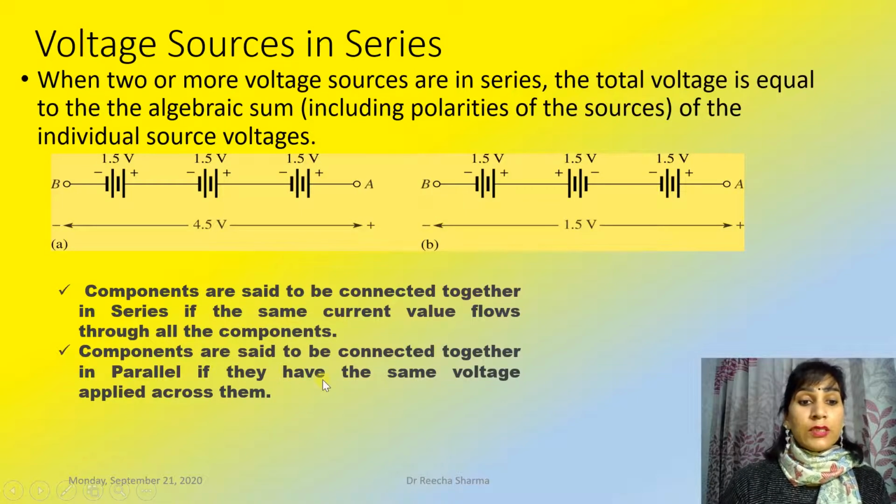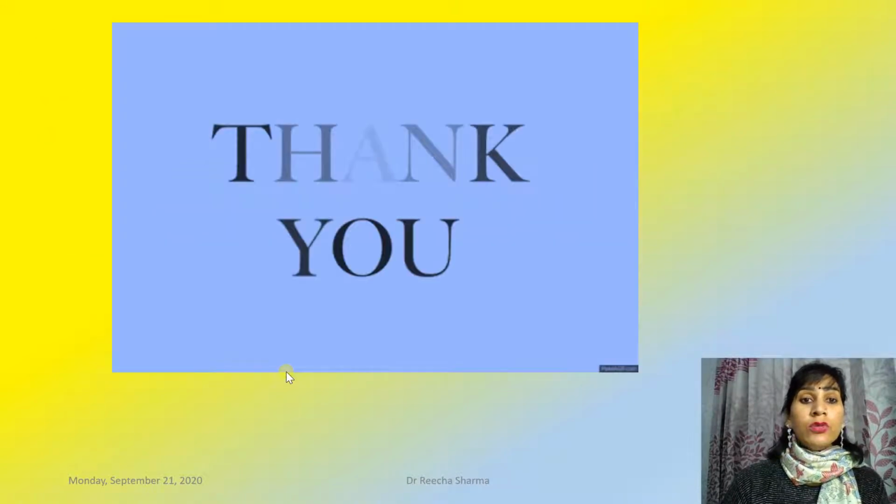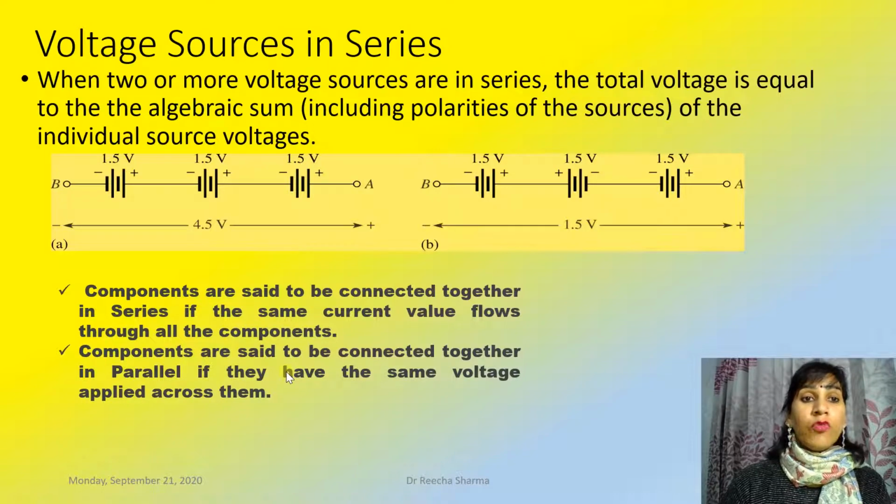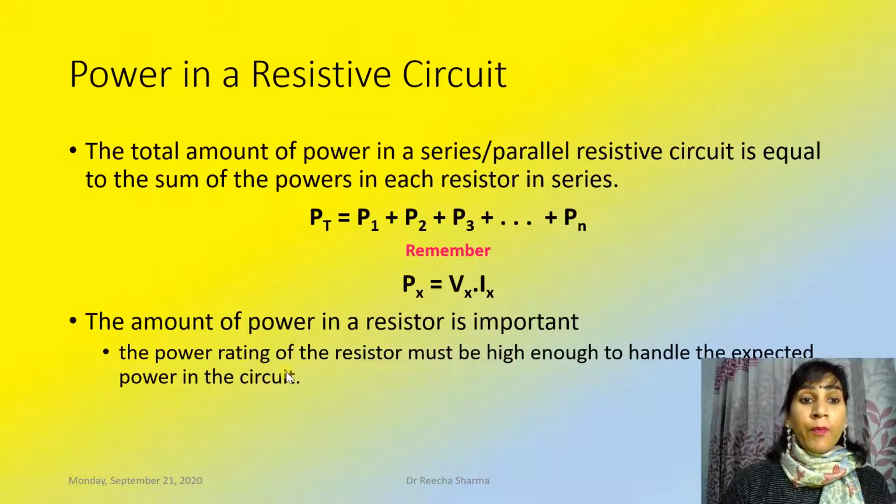Components are said to be connected together in series if the same current flows through all the components. Components are said to be connected together in parallel if they have the same voltage applied across them. So in parallel we have the same voltage, and in series we have the same current. So this is all about series voltage sources and power in resistive circuits. This is all about today's lecture.